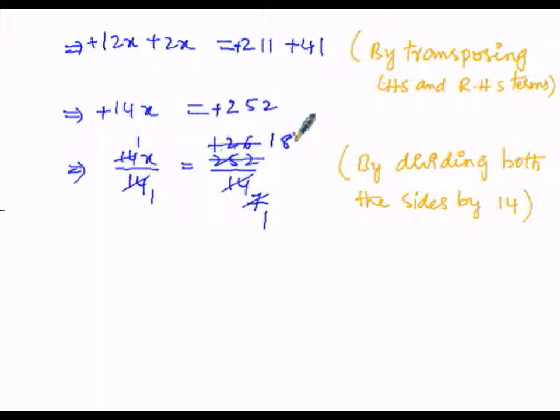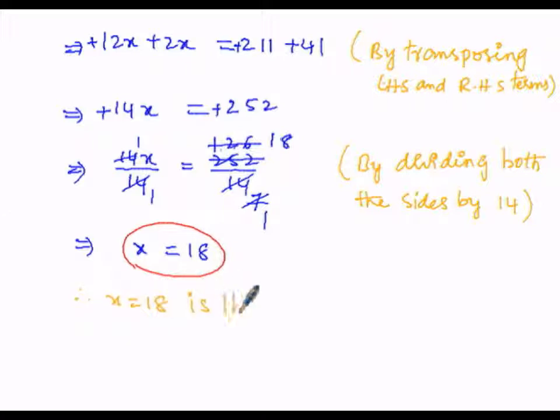So in this manner, x ones is x on the left hand side, that is equals to 18 divided by 1, which is nothing but 18. So in this manner I got x as 18. So here therefore x is equals to 18 is the root of the given equation.